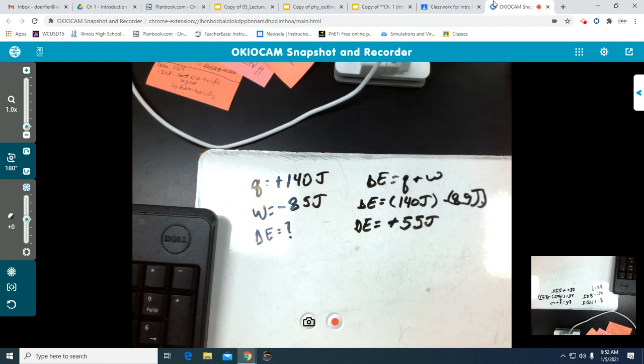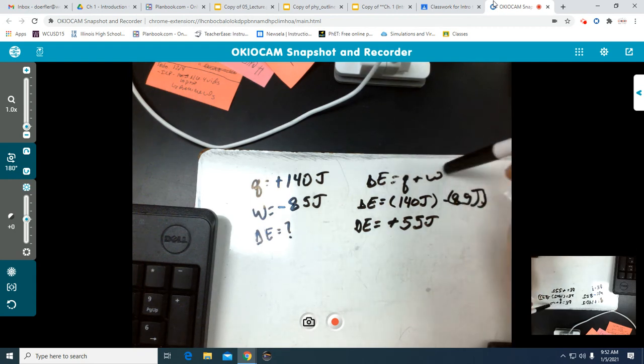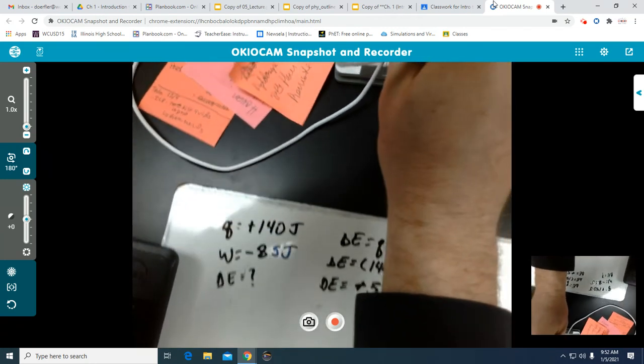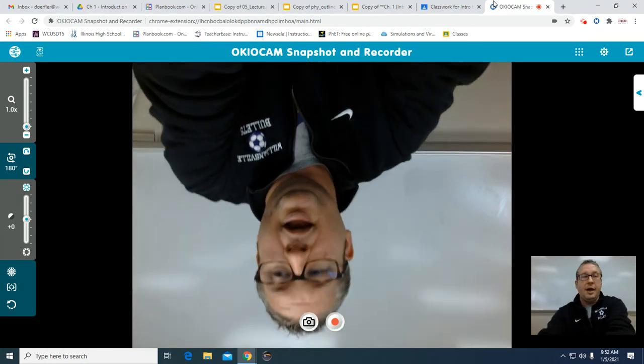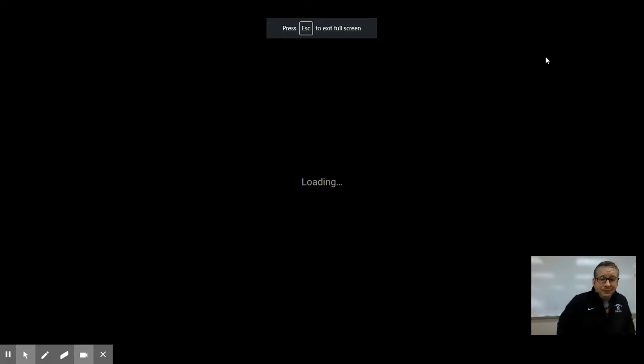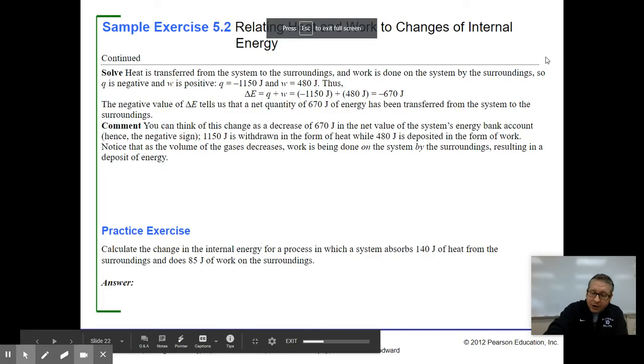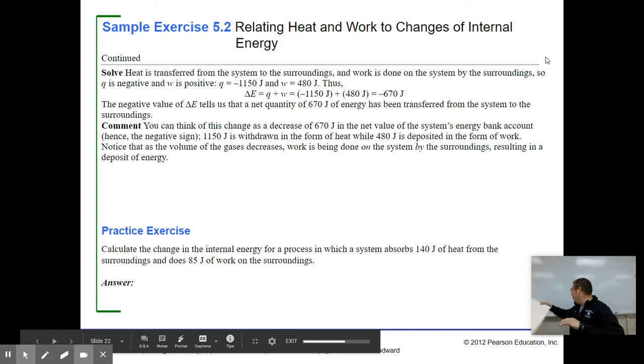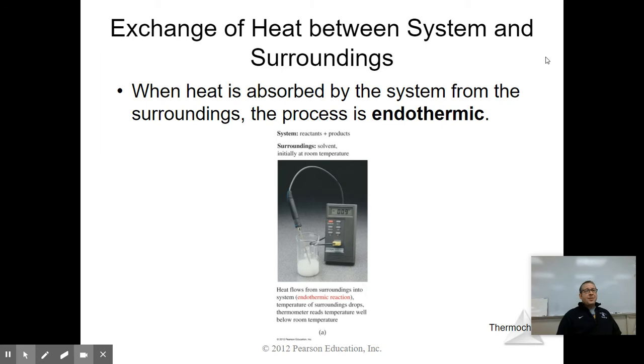It's very important to determine the signage for your Q and W. That's really where your paying attention and reading of the question is going to come into play. All right, so that's it for calculating internal energy. Not too bad today. Have a few more slides to go, so bear with me.